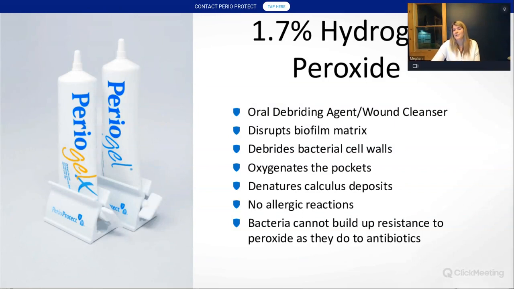There is no price difference, guys. There's also no shelf life difference. They both have a 24-month shelf life. And you can use that D9630 code to be able to charge out the gel in your practice.